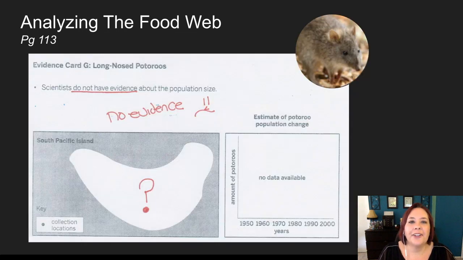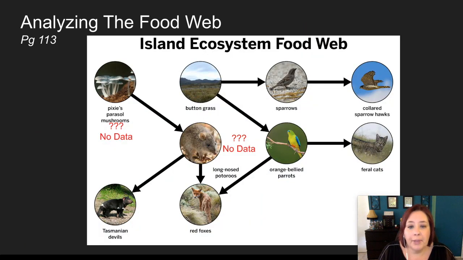So let's go ahead and go to the next card. Again, this is evidence card G. This is the long-nosed podoros. And once again, scientists do not have evidence. We've got no evidence. We've got a little unhappy face here. I wrote a question mark on my map. My graph says there's no data available. So on my food web, I'm going to indicate no data with some question marks right by my long-nosed podoros.